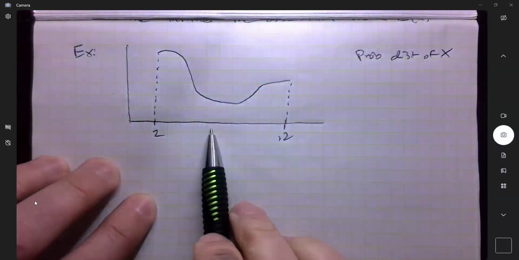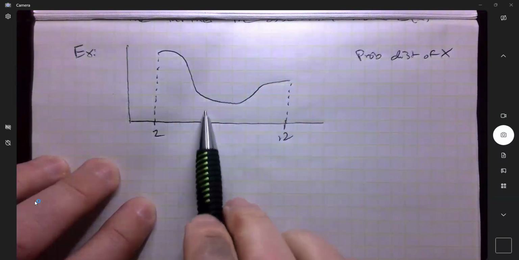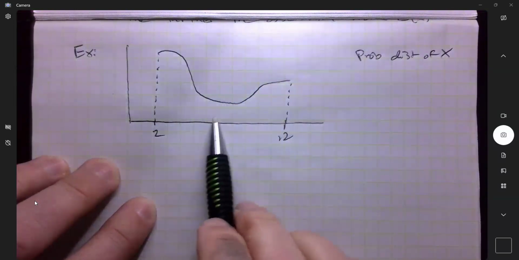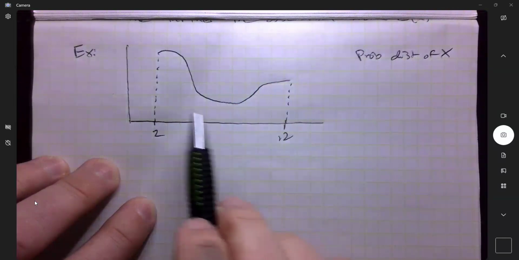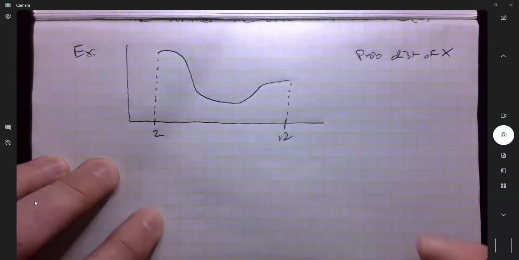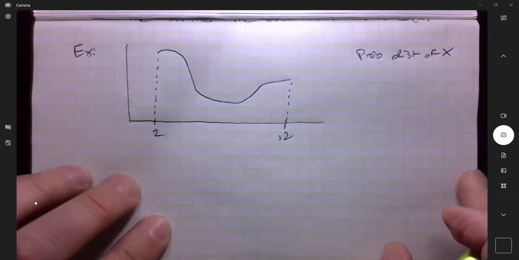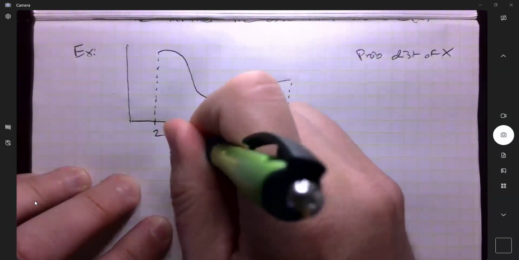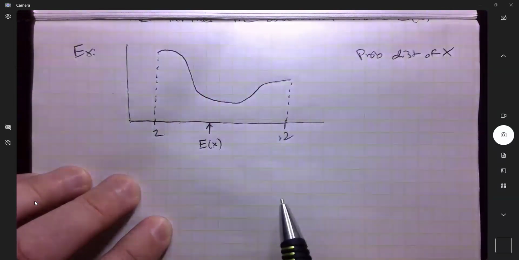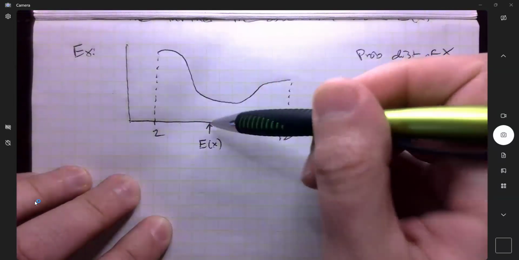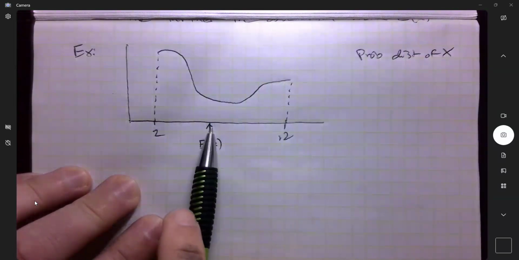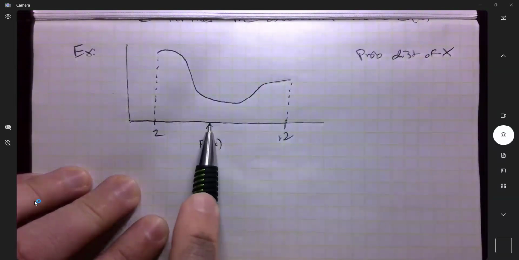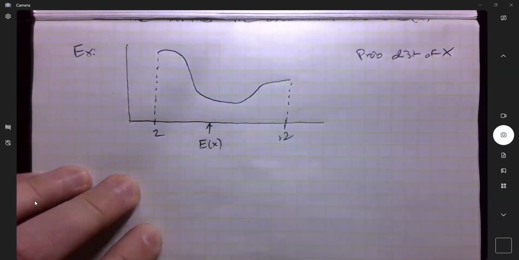Now, this distribution can still be a probability distribution, but notice that values toward the center are not likely and values toward the edges are more likely. So this is not a normal distribution, but it still has an expected value. To me, it looks like it's right about here, which is what you get if you were to balance this distribution on the point of a pen. You need to balance it right about there so that it all balances okay.